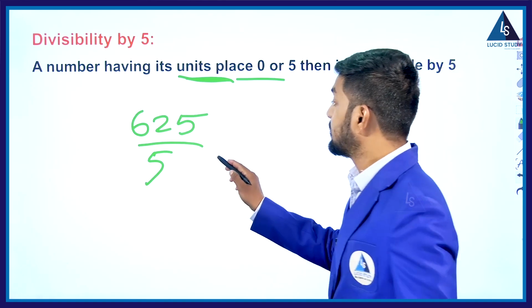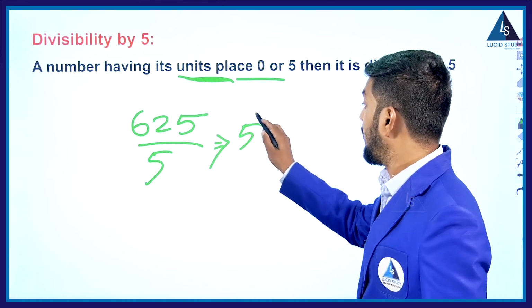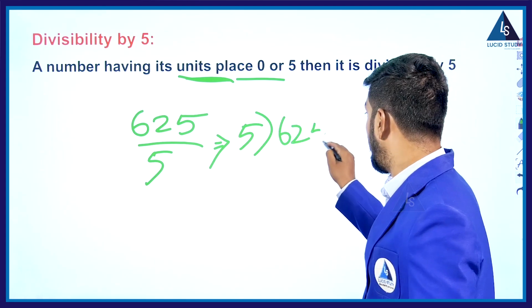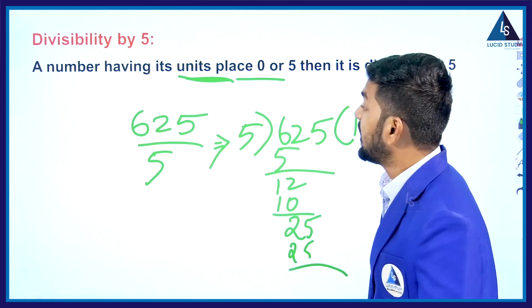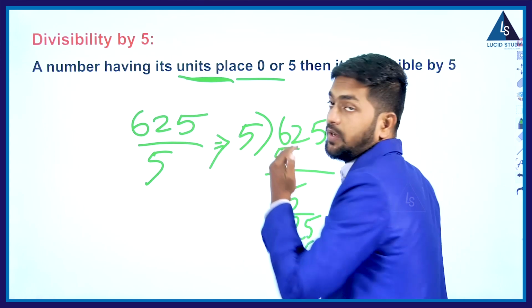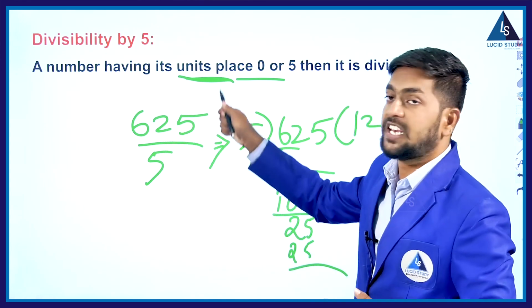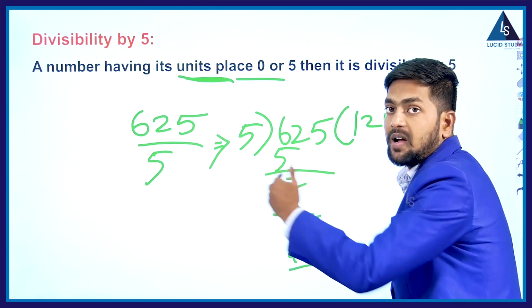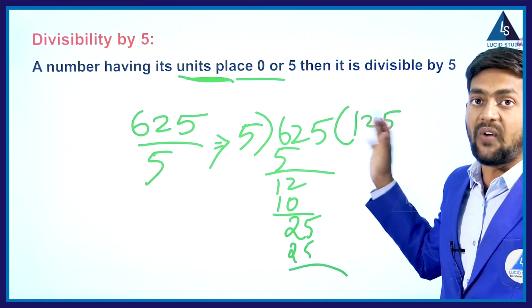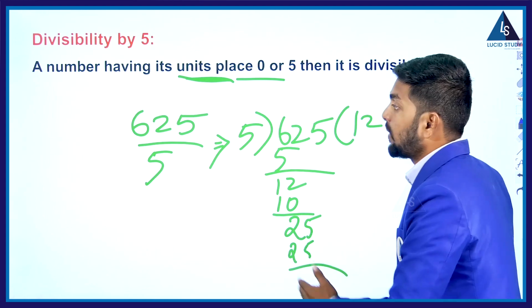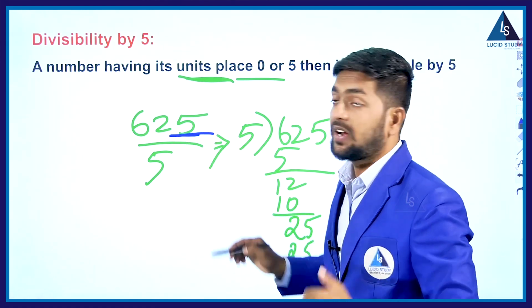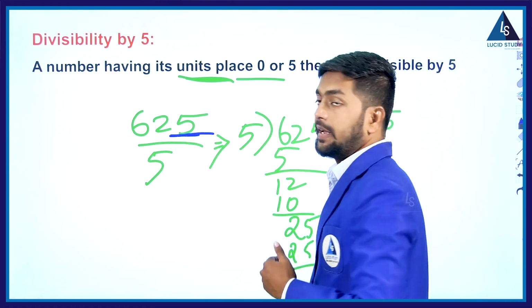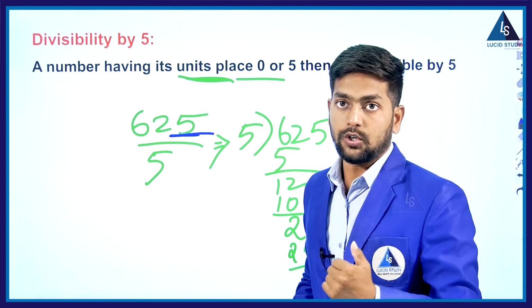So 5 ones are 5, in the place of units we have 5, so this number is divisible by 5. 625 divided by 5, we will get 125. Okay. In the place of units, we have 5. Now we'll see a number with 0 in the place of units.